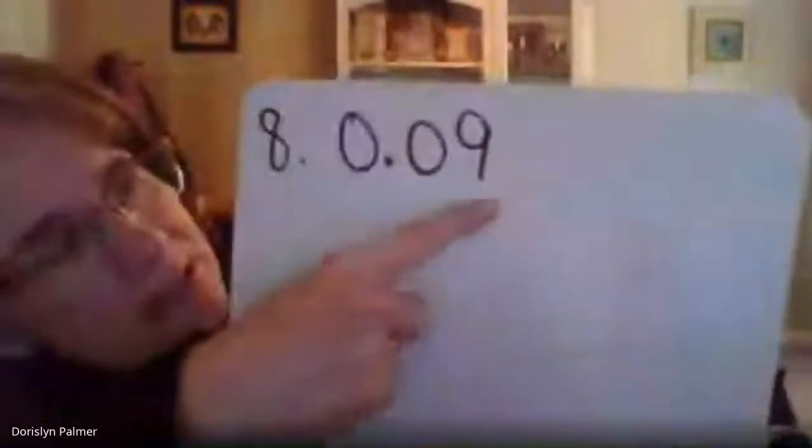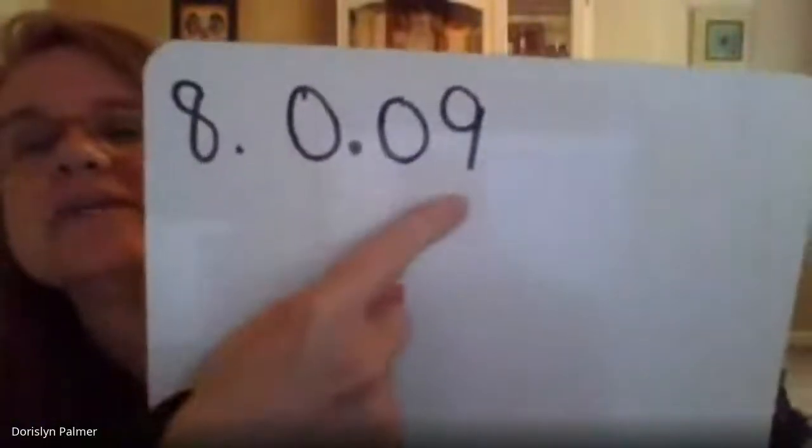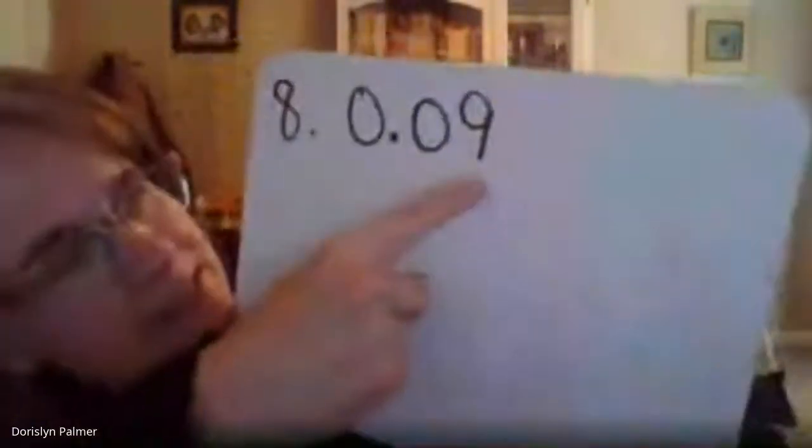All right. We have a few more to do. Number 8, David C. I always think these ones are a little bit hard. Go ahead. 0.09. Okay. So you want the 9 to be 2 places after your decimal, in the hundredth spot. That's 9 hundredths.